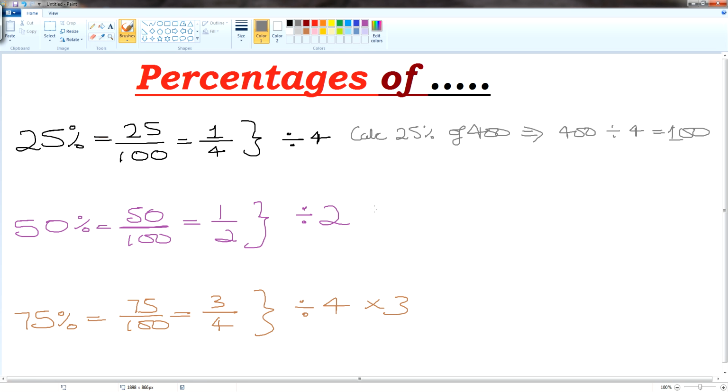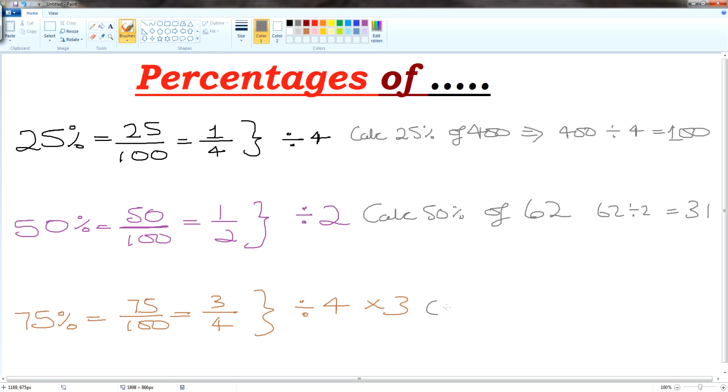Next question. I want you to calculate 50% of 62. 50% of 62 means 62 divided by 2, half it, which gives us 31. Nice and straightforward question, yeah? We don't need to do any big method for that.